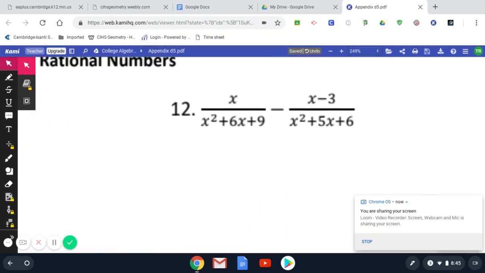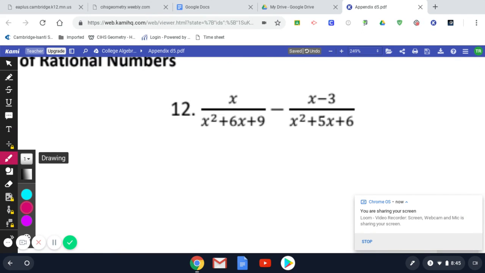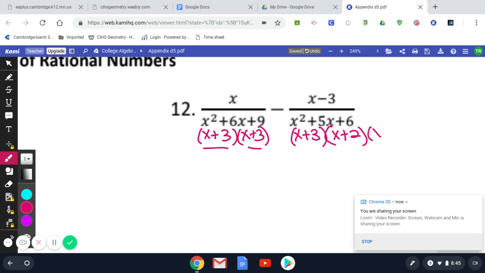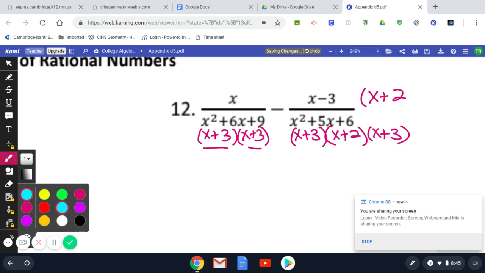On the second one, again, the first thing I need to do is factor the denominators. Here I have (x plus 3) times (x plus 3), or (x plus 3) squared. Here I have x plus 3 and x plus 2. That means I need two x plus 3's over here, so I have to multiply this one by x plus 3 again. If I do it to the bottom, I have to do it to the top. And on this one, I have an x plus 2, so I need to multiply this one by x plus 2, top and bottom.